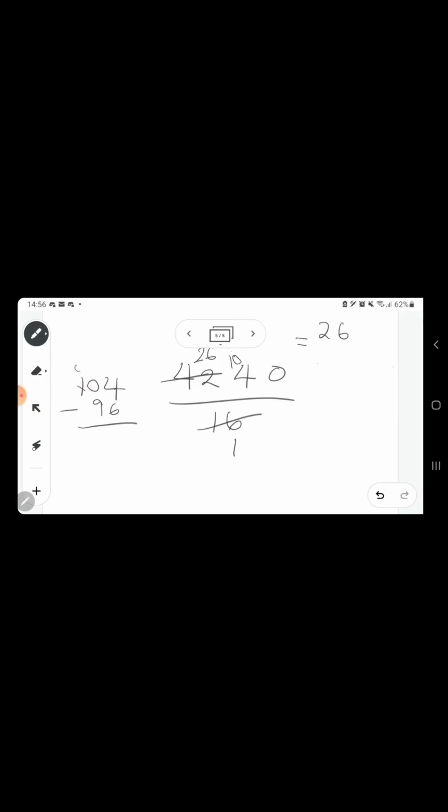4 minus 6, impossible. So we go to this neighbor. Hello, neighbor. We borrow 1 from you. Got 0 now. We give you 10. And we borrow 1 from you, neighbor. Now, neighbor, you're 9. And then, hello, friend, you're now 14. 14 minus 6 is 8. 9 minus 9 is 0. So, you already know, based on my calculation, that 16 times 6 is 96. 104 minus 96 is 8. So, our remainder is 8.